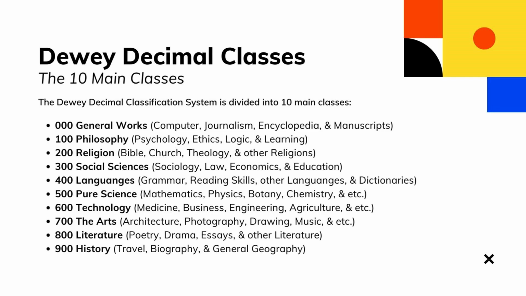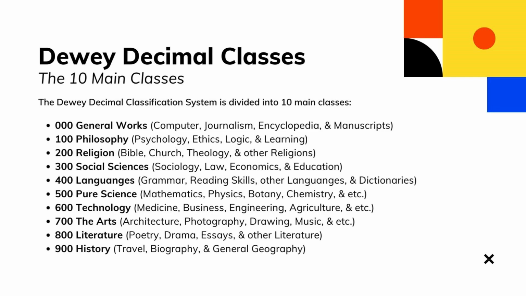300 is for social sciences. It covers the different fields of social science, such as sociology, anthropology, political science, economics, etc. 400 is assigned to languages and linguistics, while 500 covers the natural sciences, namely biology, physics, chemistry, and earth science. This also includes mathematics. 600 includes everything about technology.